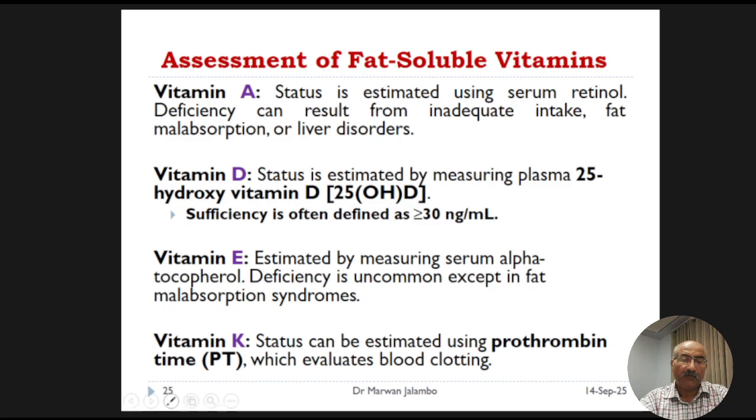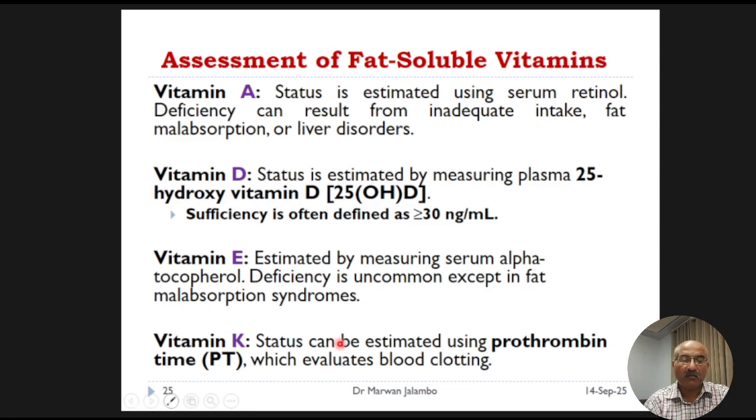Vitamin E status is estimated by measuring serum alpha-tocopherol. Alpha-tocopherol deficiency is quite rare except in several malabsorption syndromes. And for vitamin K, we use a functional test called prothrombin time, PT, which measures how long it takes for blood to clot, a process that is dependent on vitamin K.